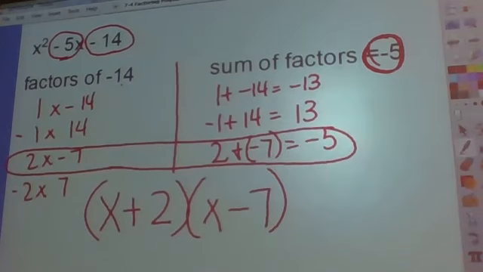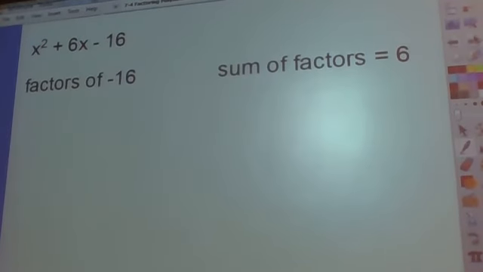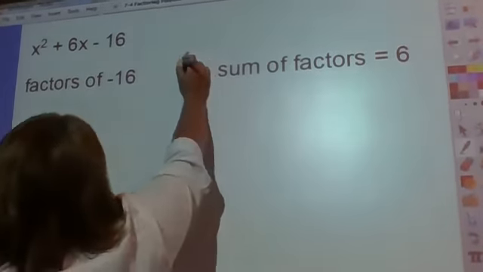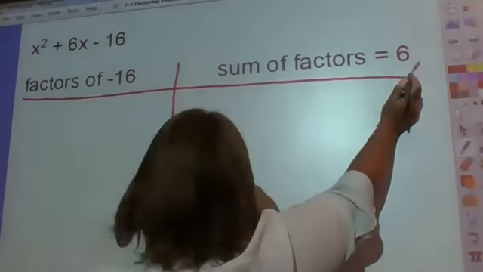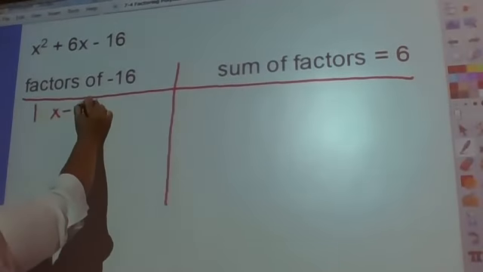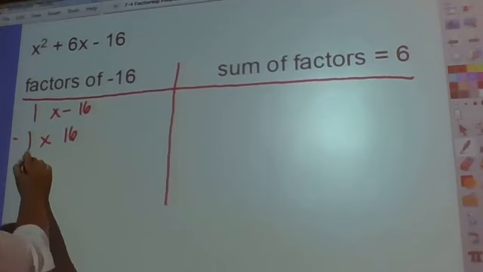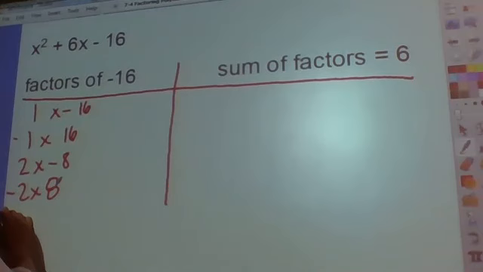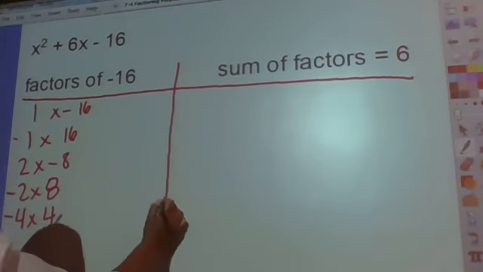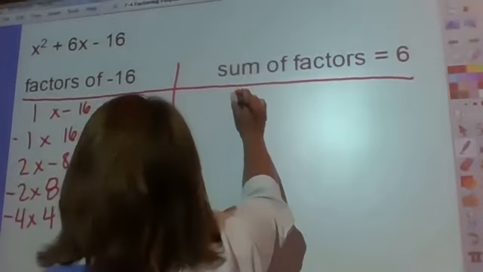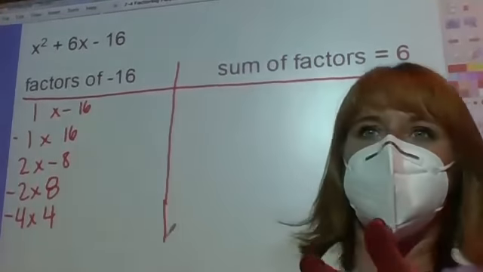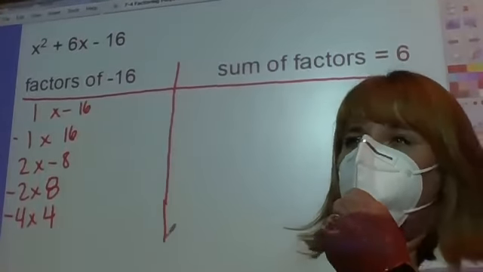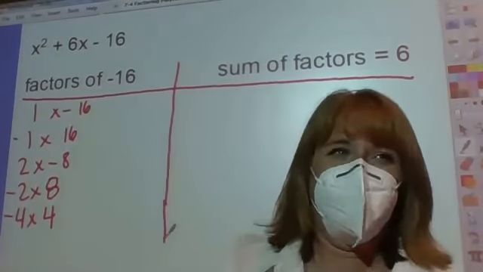I believe this next one is the last one. It is. So we're looking for factors that make negative 16 but have a sum of positive 6. Negative 16: 1 times negative 16 or negative 1 times 16, 2 times negative 8 or negative 2 times positive 8, or negative 4 times positive 4. You guys don't have to list all these out. Once you know it, you know it. I'm going to work it out just so you guys can see it.